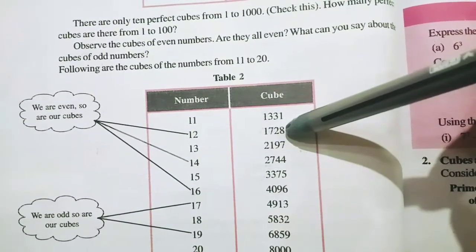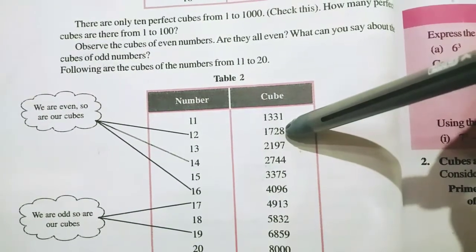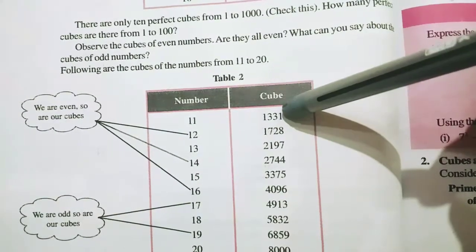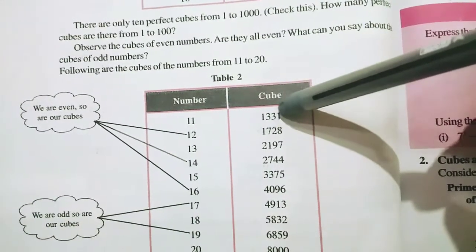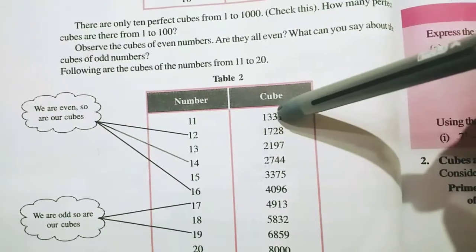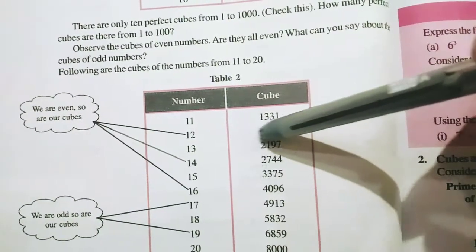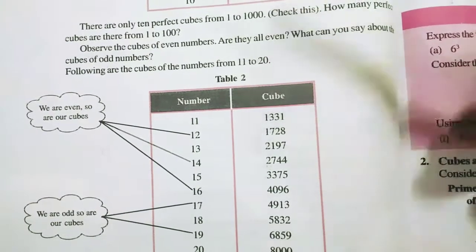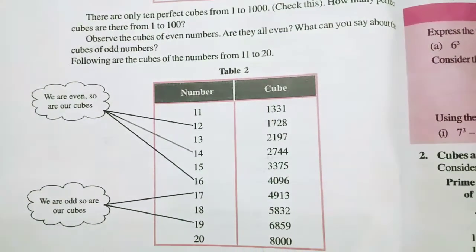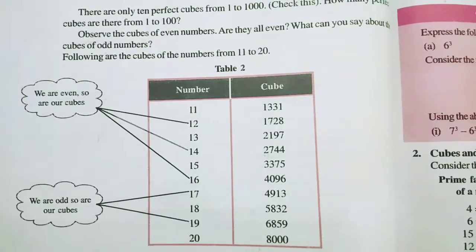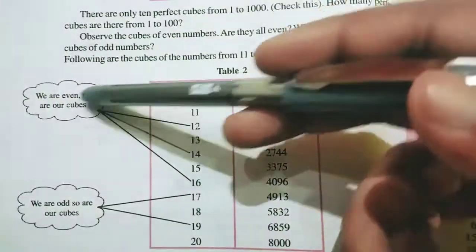See how you can identify whether it is odd or even from the unit digit. If the unit digit is an odd number, then the whole number is an odd number. If the unit digit is an even number, then the whole number is an even number. Okay, you have to see the unit digit only, the ones place digit. That's why it is written finally, we are even, so our cubes.